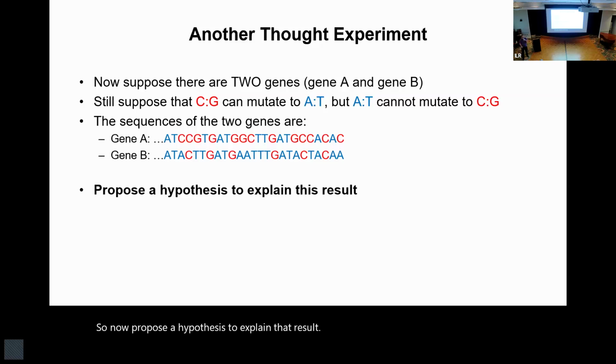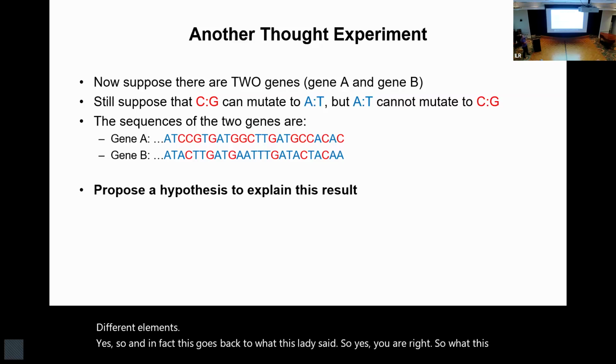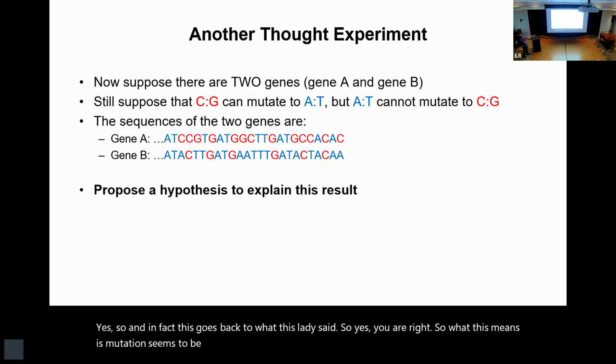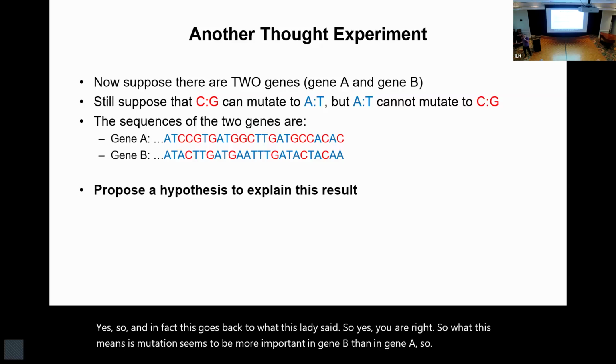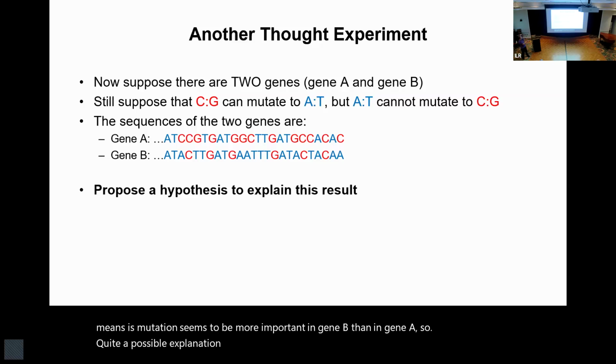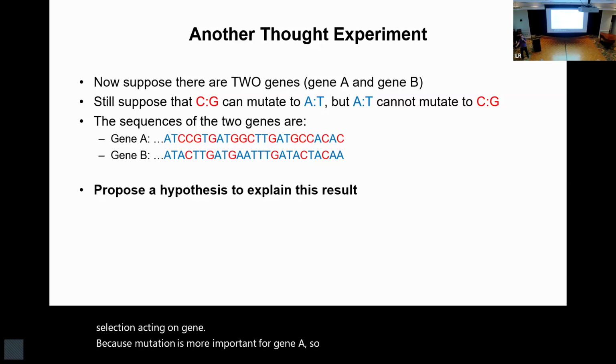Okay. Excuse me? Different elements. Yes. In fact, this goes back to what this lady said. So yes, you are right. What this means is mutation seems to be more important in gene B than in gene A. So a possible explanation is that natural selection acting on gene B is weaker than natural selection acting on gene A, because mutation is more important for gene B, so therefore natural selection must be less important.